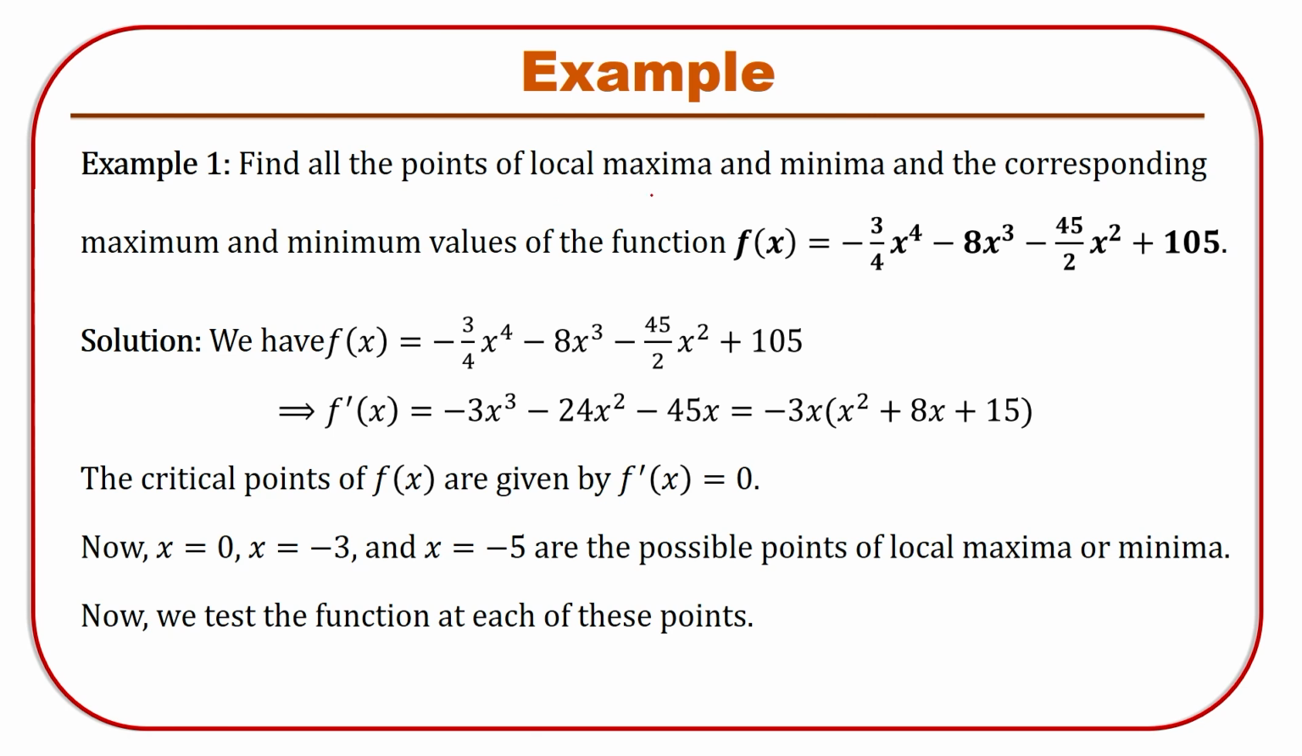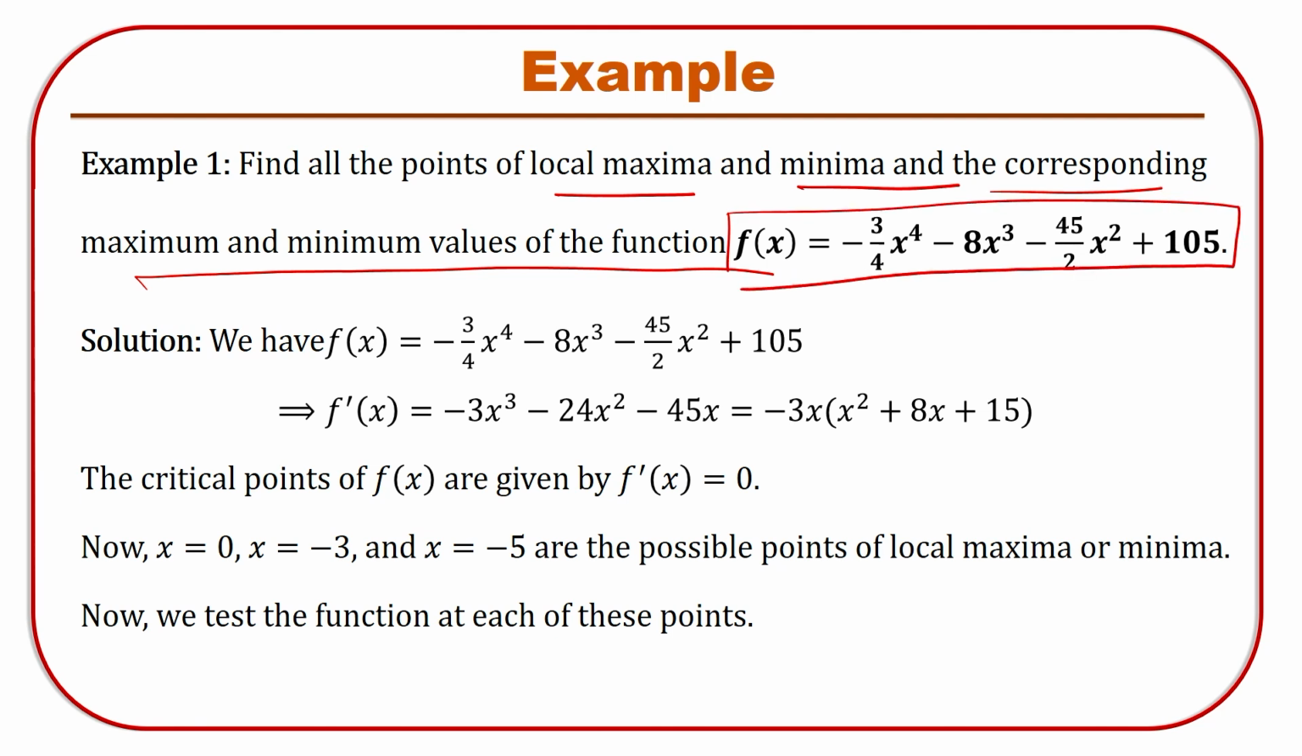Find all the points of local maxima and minima and the corresponding maximum and minimum values of the function f of x equal to minus 3 by 4 x to the power 4 minus 8 x cube minus 45 by 2 x square plus 105.